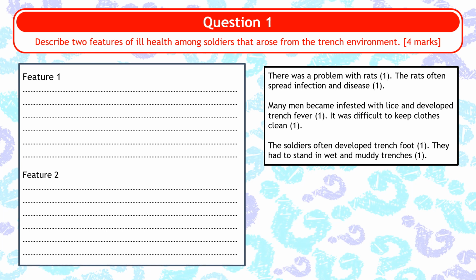So you could pick 2 of those for your answer. You only need 2 features, not 3, but obviously I've given you an extra one there for your revision. So question 1's really simple. All you have to do is describe 2 features of a particular element of the Western Front.